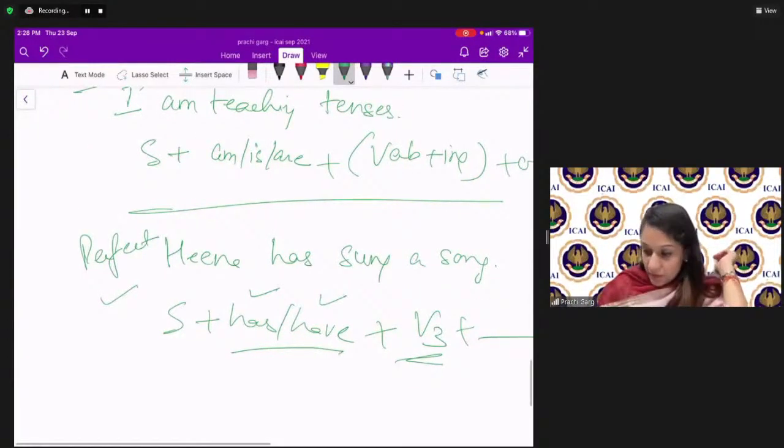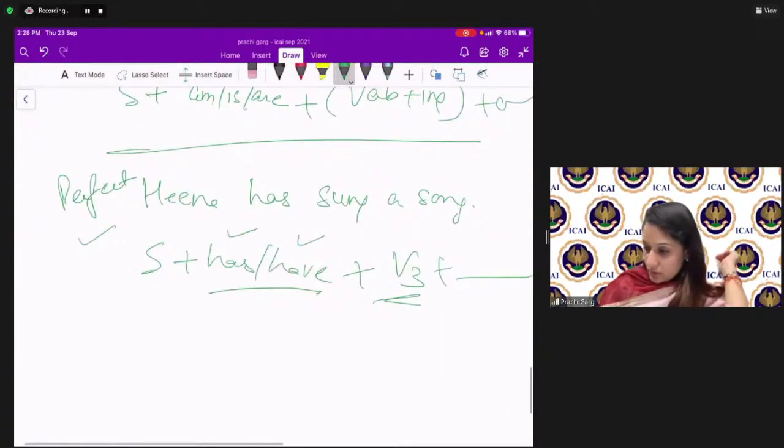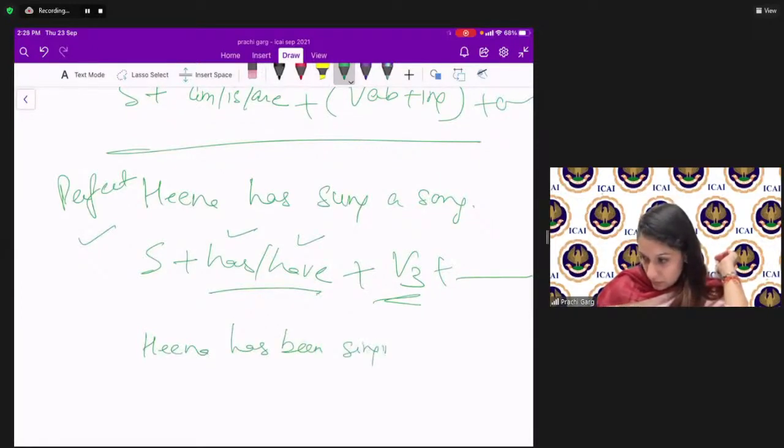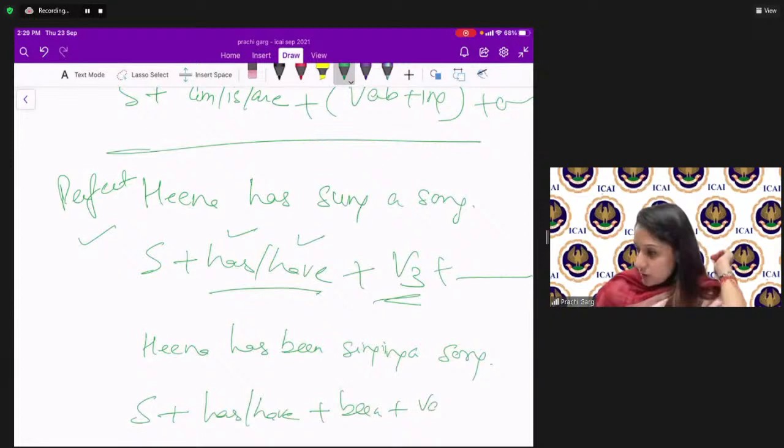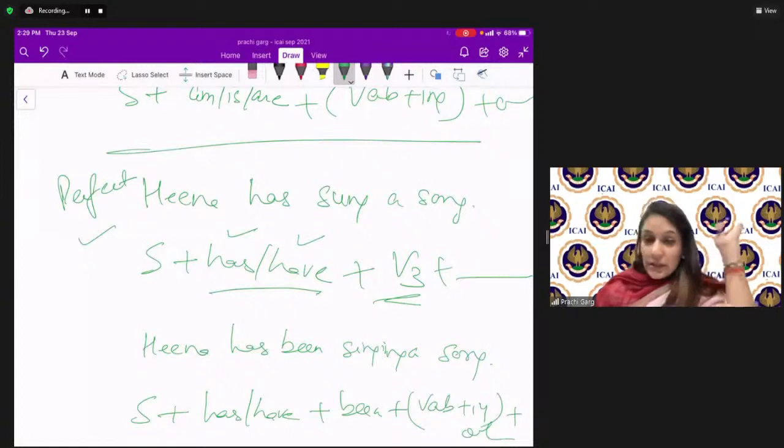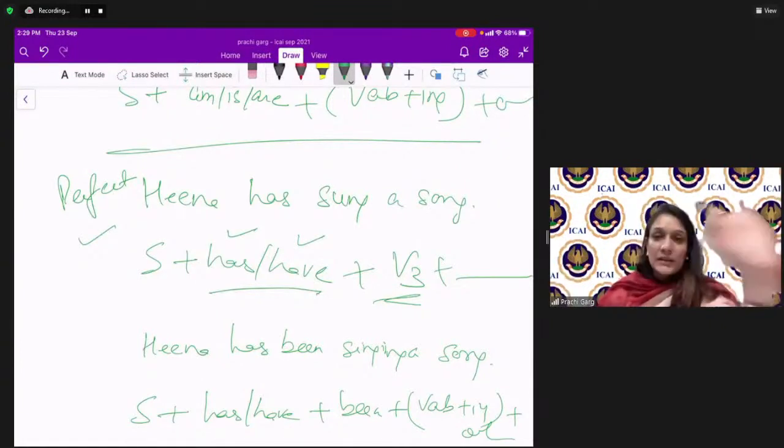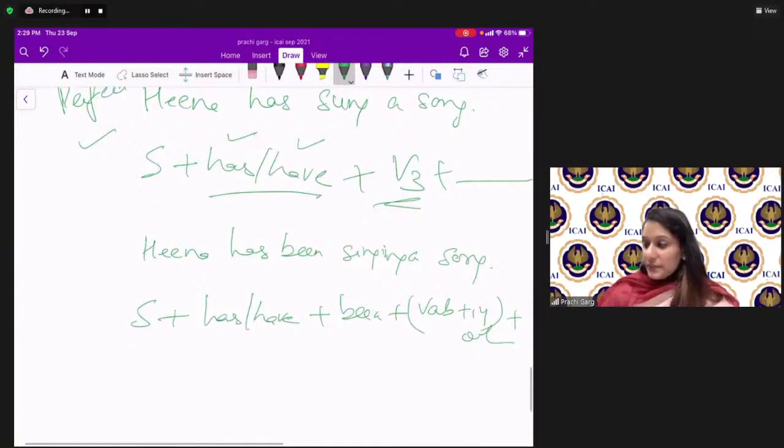Okay, next is perfect continuous. Hina has been singing a song. Now this one is subject, again has and have, plus been, plus verb, plus ing form, and the object. Now, if you see in past perfect, we use had been. So in here we use has been. Singing remains singing. The verb with ing also remains the same for all the tenses. Okay, and then the object.